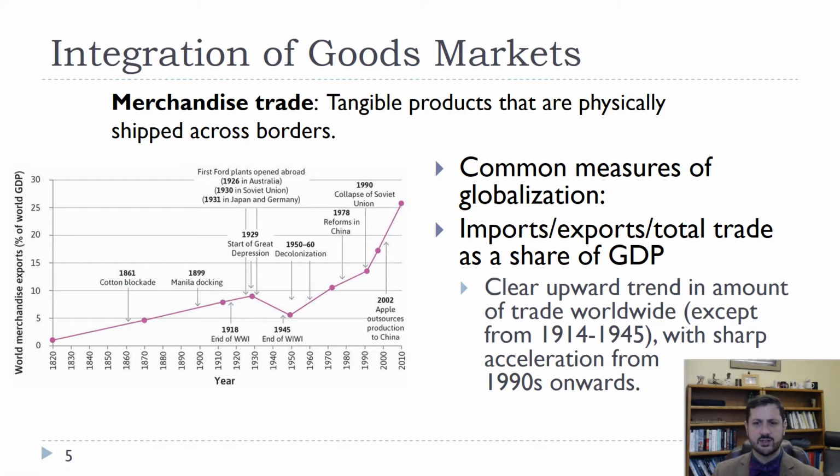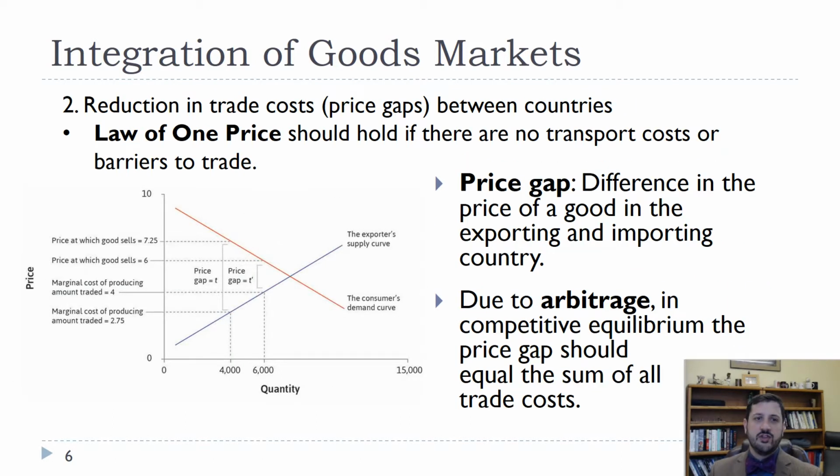And we want to think about, is this a good thing or a bad thing, or both? Who's benefiting and who's not? So if we think about the way that goods markets have become more integrated, we need to think about the law of one price, right? And so if there are no transportation costs, then the price should be the same in different countries. But of course, there are going to be transportation costs. But some of those transportation costs have really shrunk over the last 100 years, right?